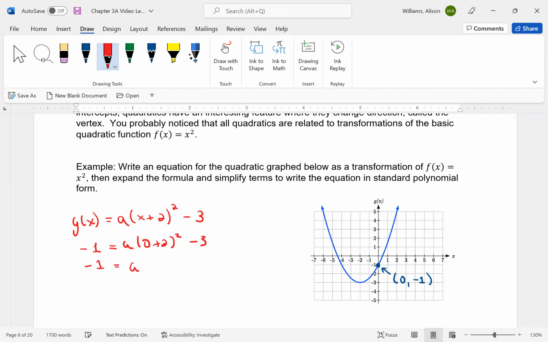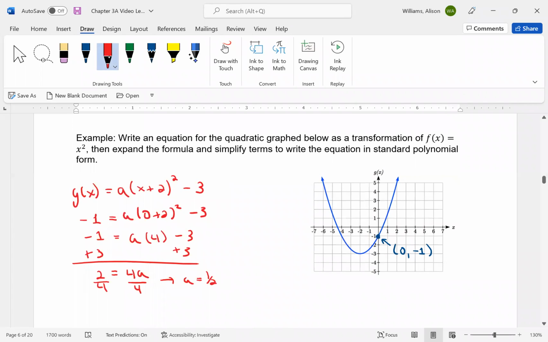So that's going to be 2 squared, which is 4. And then here, I'm going to add 3 to both sides. So that's going to give me 2, and that's a 4a. So a is 1/2, right? When I divide by 4, a is 1/2. So that means an equation for this would be g of x equals 1/2 x plus 2 squared minus 3.